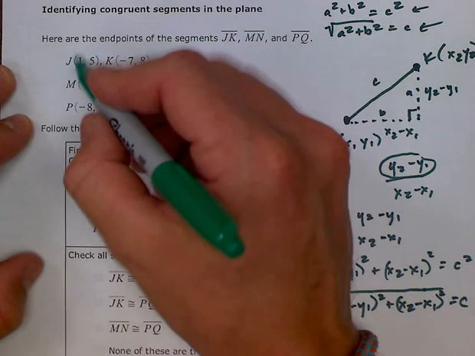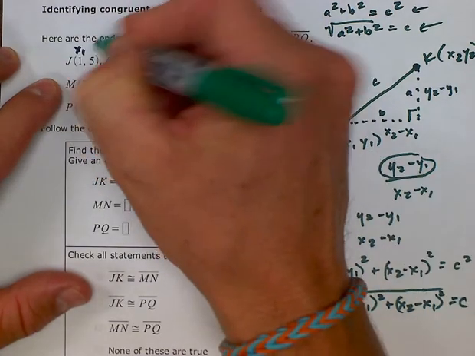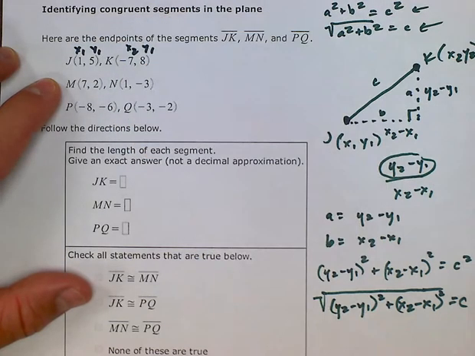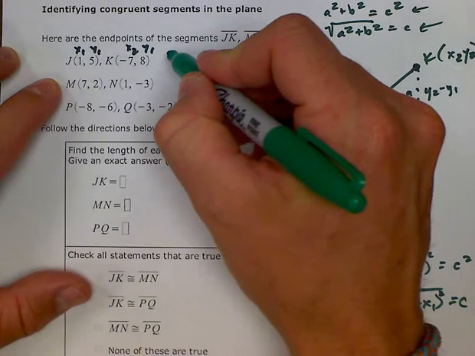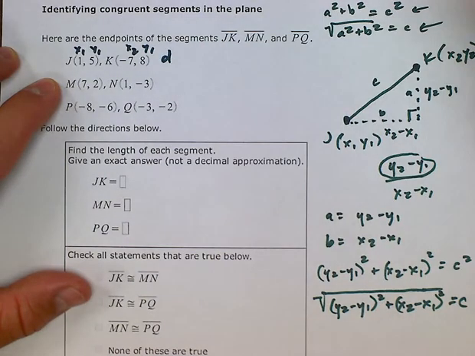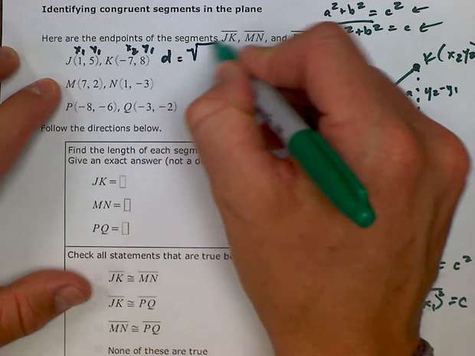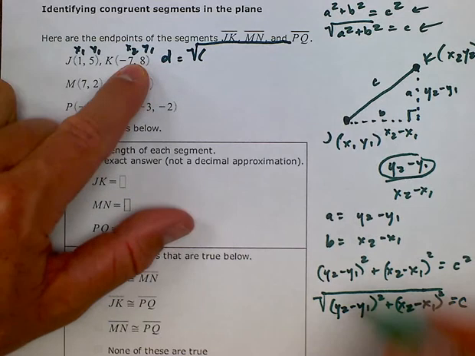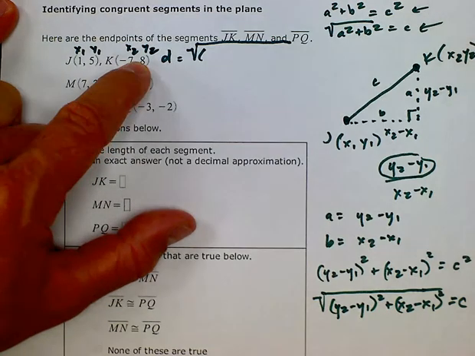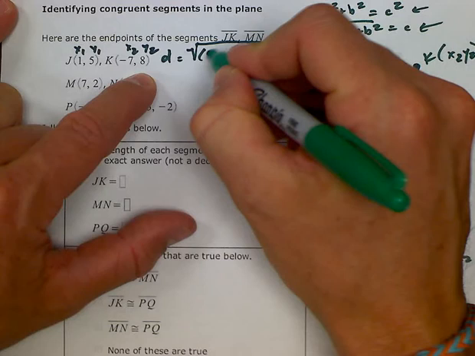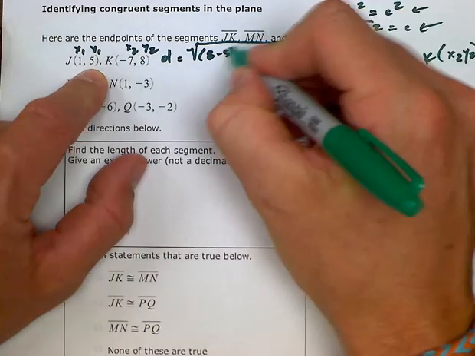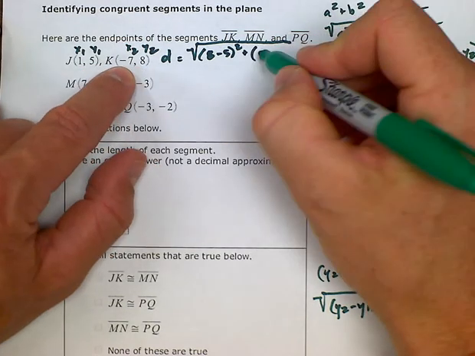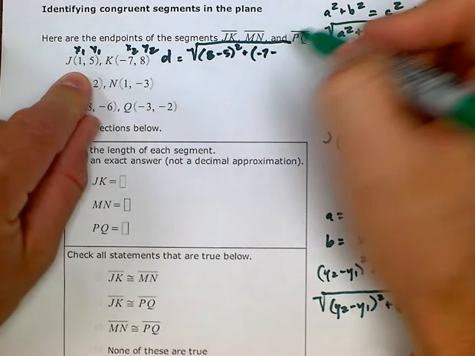So if this is j, or my x1, y1, and then my x2, y2, we would just plug it right into this formula, where our distance, we'll label it d now instead of c. Distance is equal to the square root of, let's go ahead and use this, y2. Sorry, mislabeled that. That should be y2. y2 is 8 minus y1 is 5. All of that squared, plus x2, which is negative 7, minus x1, which is 1, squared.